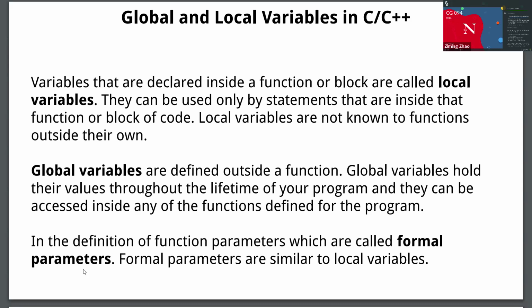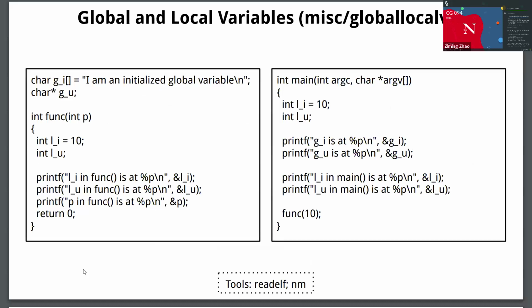Then global variables are outside the function. They hold their values throughout the lifetime of the program, so they can be accessed by any part of the program, right? Then there are also parameters. Parameters are basically also local variables.